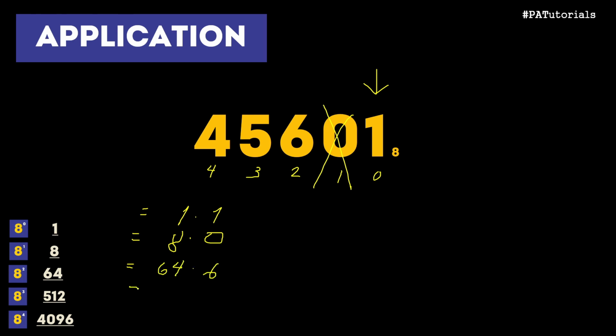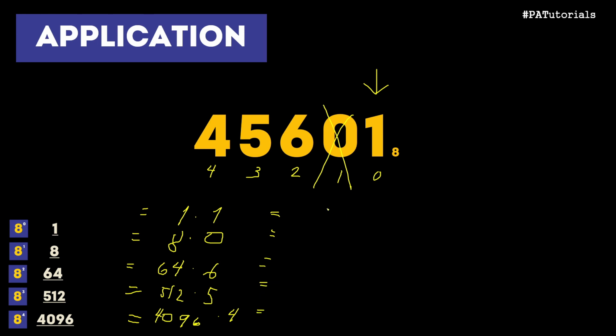Okay? Next naman, 8 raised to 3. That would be 512. Tapos, i-times natin siya sa 5. Okay? Next naman would be 8 raised to 4. That would be 4,096. I-multiply lang natin sa 4. Since ito ay medyo mahaba, pwede naman kayo gumamit ng calculator if you are allowed to do so.